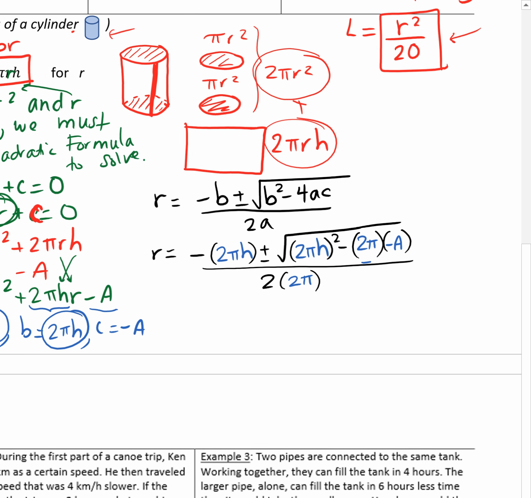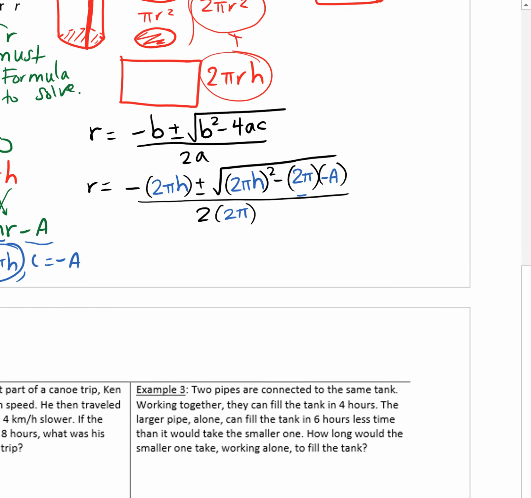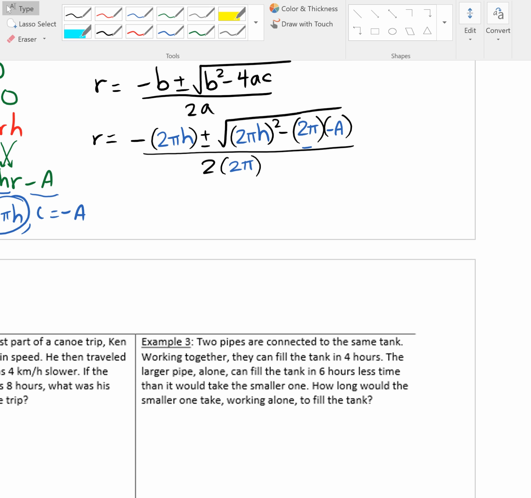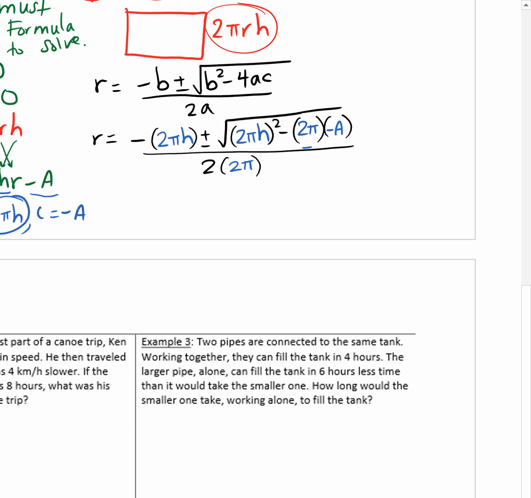There we go. So the hard part's over. We're just identifying what's a, b, and c, and what to plug in where. But now it's just simplifying, if we can. There's probably not too much simplifying we can do here. Let's see. I don't really need these parentheses, negative 2 pi h. They're not really there for a reason.